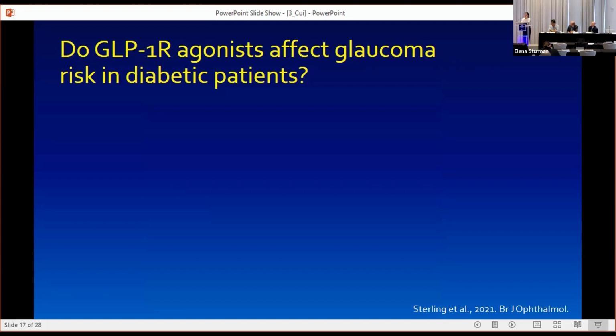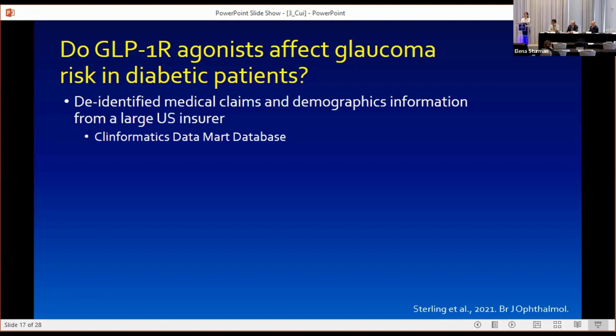So we know that GLP-1 receptor agonists have been used for over 20 years to treat diabetes. So how can we utilize this data to give us an idea as to whether this class of medication may be a good medication for patients who have diabetes and may be at high risk for glaucoma?